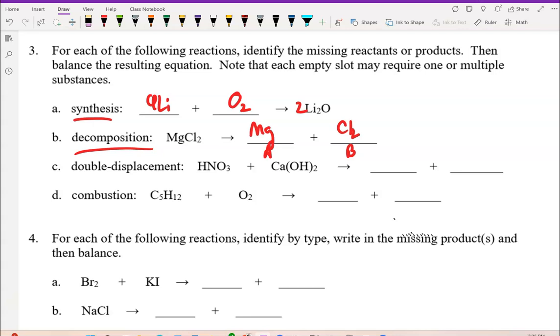All right, here is a double displacement reaction. Right off the bat, we know we're looking for AX and BY. Clearly the A is the hydrogen, the X is this nitrate, the B is the calcium, the Y is hydroxide.